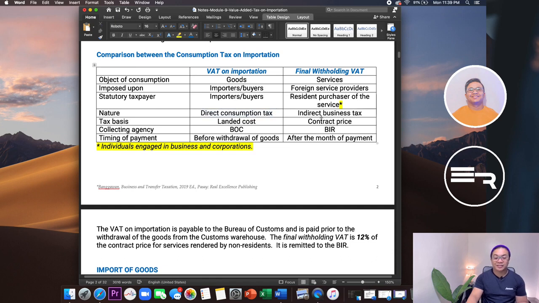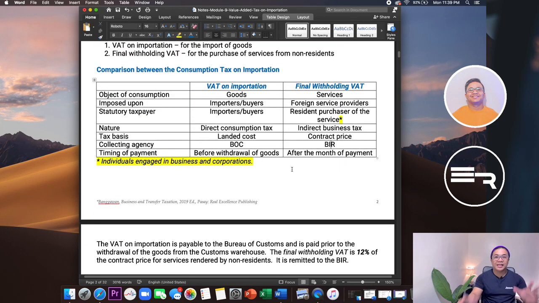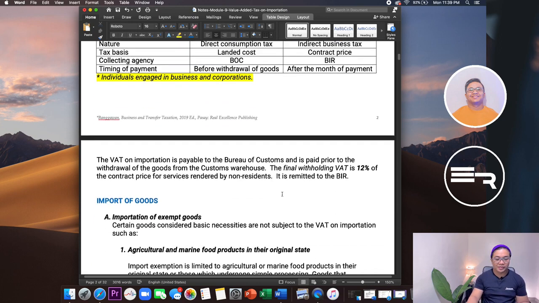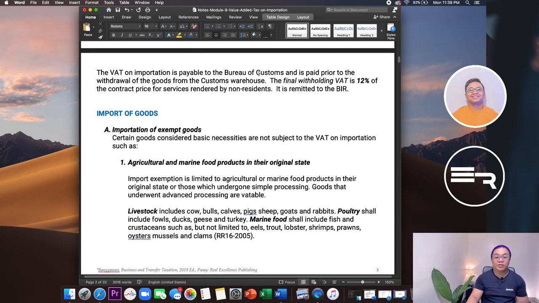The nature of VAT on importation is a direct consumption tax, while final withholding VAT is indirect. The tax base is also different: landed cost for one, contract price for the other. For the collecting agency, you pay VAT on importation to the Bureau of Customs, while final withholding VAT is paid to the BIR. We need to remember this table and distinguish final withholding VAT from VAT on importation. VAT on importation is payable to the Bureau of Customs, paid prior to release of the goods from the customs warehouse. Final withholding VAT is 12% of the contract price for services rendered, remitted to the BIR.